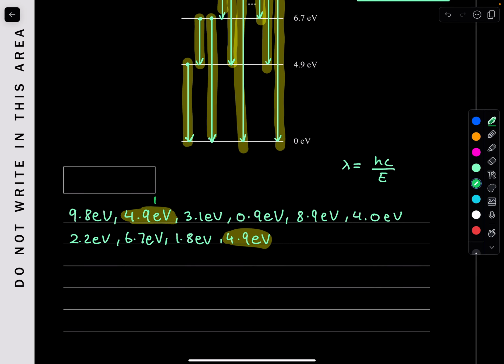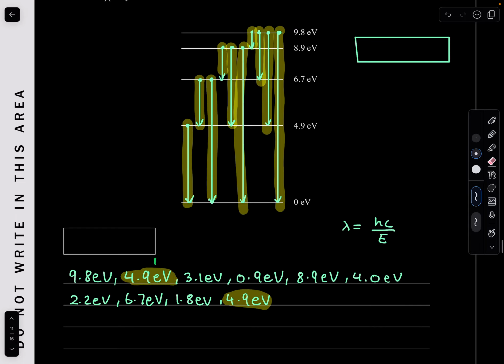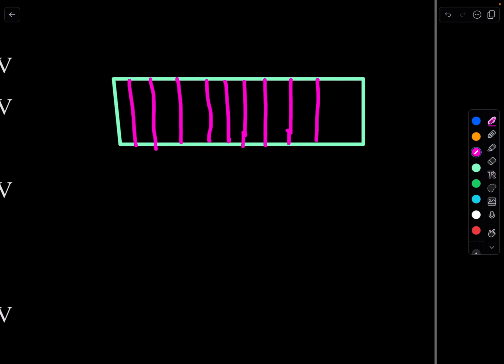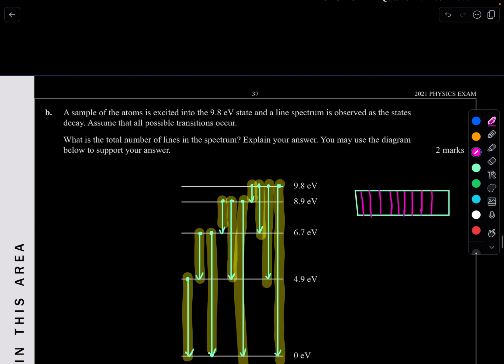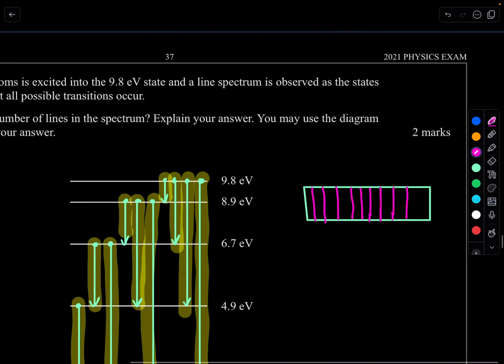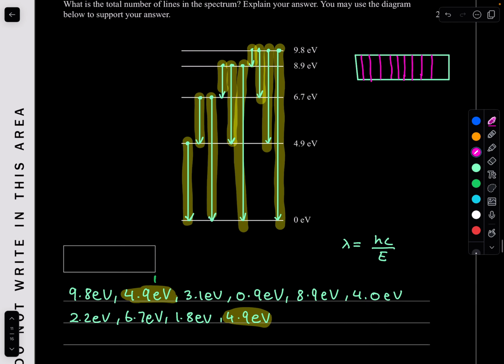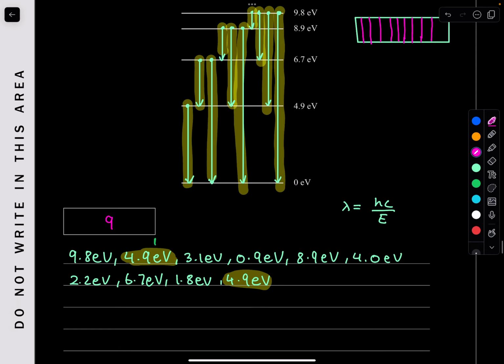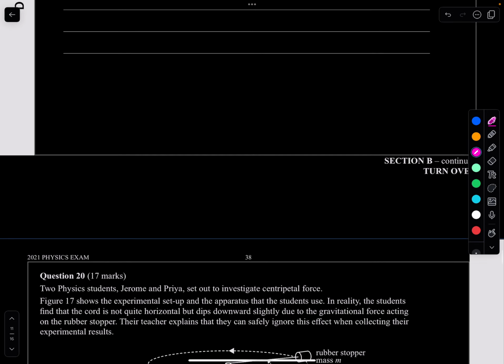So how many in total? 1, 2, 3, 4, 5, 6, 7, 8, 9. We have 9 in total. So when you look at this, it's going to be 9 lines. It's only going to be 9, and these just tell you the different wavelengths that exist. Just be careful. Don't put 10, because then you're repeating these, which is wrong. So you put 9 as your answer. Yeah, I think it makes sense.